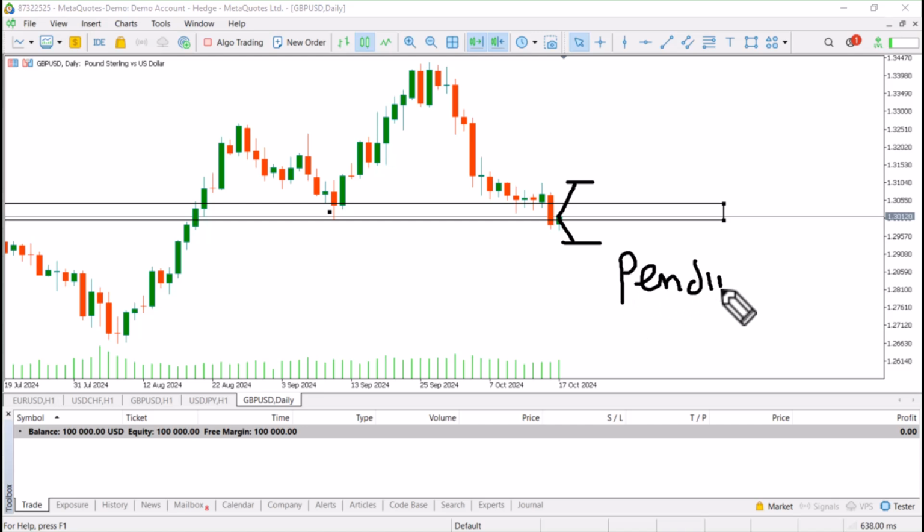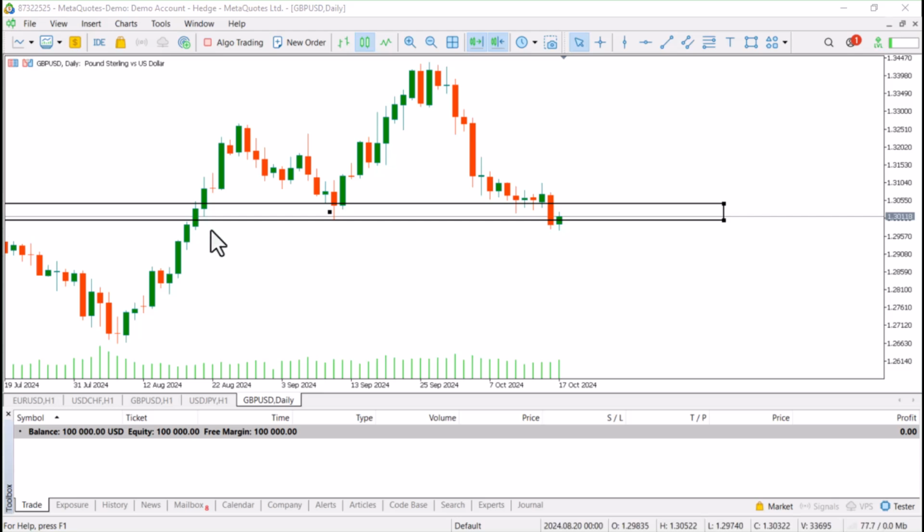A pending order is an order to buy at a future price, which may be lower or higher than the current market price. Pending orders are future price. F-U-T-U-R-E. They are future price, to buy at a lower price or at a higher price, or to sell at a lower price or at a higher price, which means we have different types of pending orders. Let's get this down.